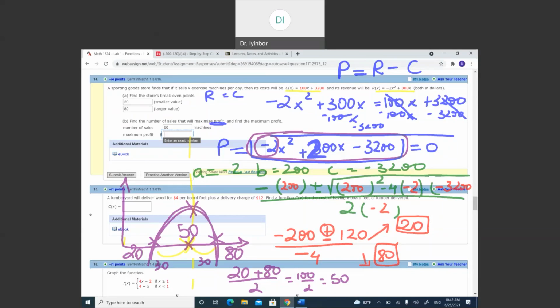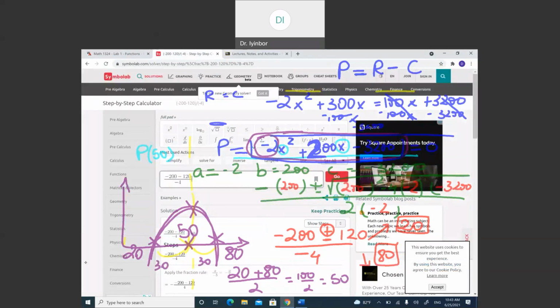So finding the maximum profit is going to be finding what is P of 50. And I'm going to follow this equation. This is my profit, and I'm going to replace this x and this x with 50. And I can use my symbol up. So I'm going to put that here.